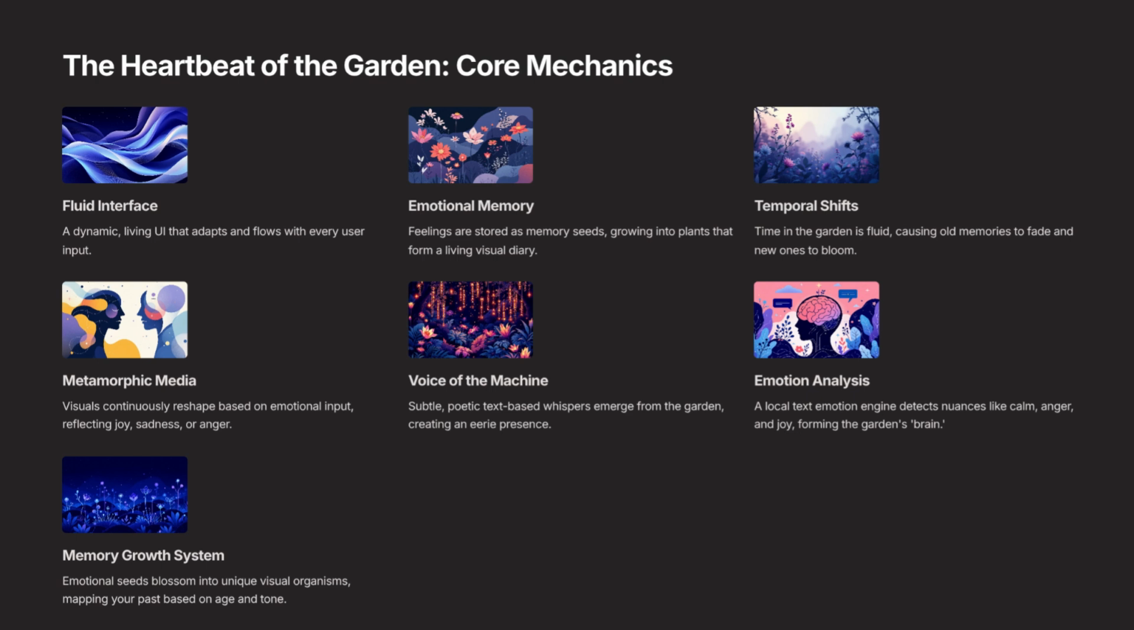Emotional memory. Every feeling the user types becomes a memory seed. These seeds are saved locally, not as data, but as emotional traces. When a user returns, older feelings appear as evolved plants, floating orbs, or glowing fragments. The garden becomes a visual diary of emotional states, continuously shaped and reshaped by the user's past.